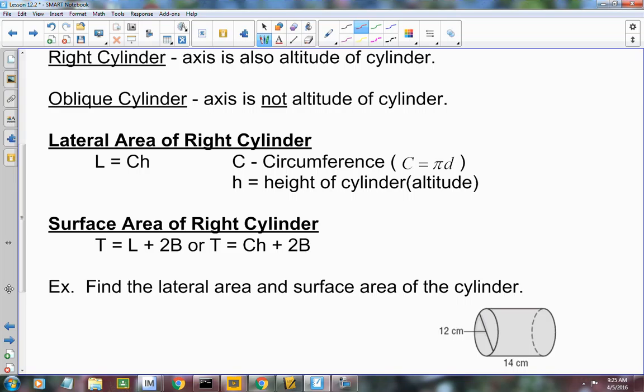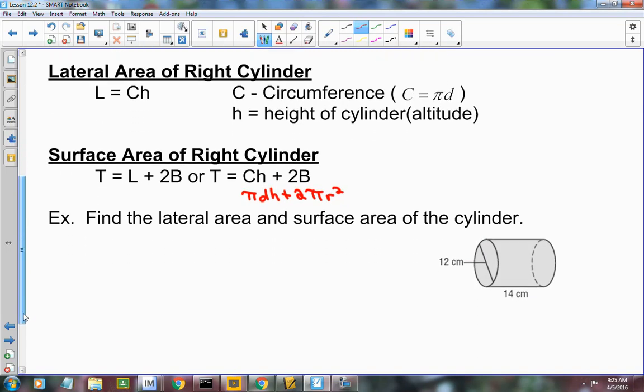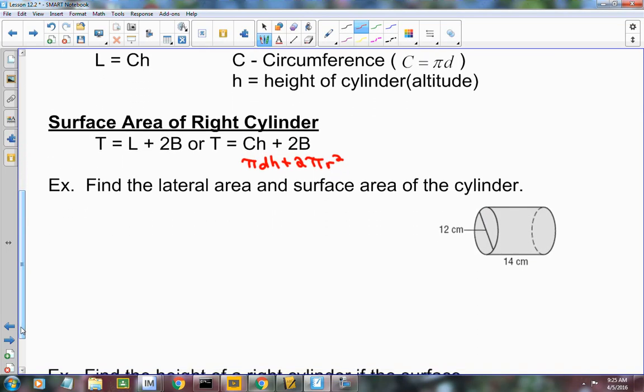Your formula here, you can do pi times the diameter times the height plus 2, and the base is always a circle in a cylinder, pi r squared. So you can be a little bit more specific there. In the prism, the area of the base takes on whatever shape it is. This one is always a circle.